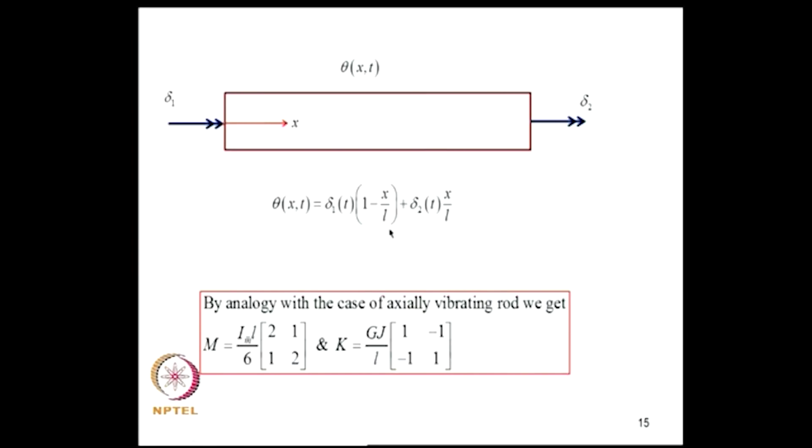So, by analogy with the case of axially vibrating rod, we see that the structure of the kinetic energy and strain energy are the same for both axial vibration and twisting, and I get the mass matrix to be this and stiffness matrix to be this. If you recall, for an axially vibrating rod, K was AE by L, where AE was the axial rigidity. Now GJ will be the torsional rigidity, and instead of mass per unit length m, I now have I m bar into L by 6, and this is same as what we got earlier. So, this is the mass and stiffness matrix for a circular rod.